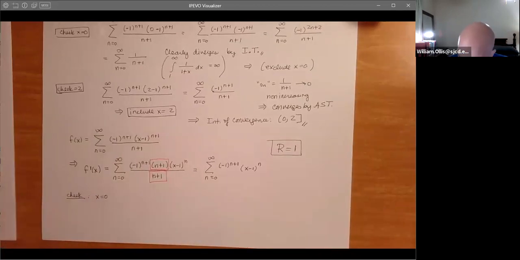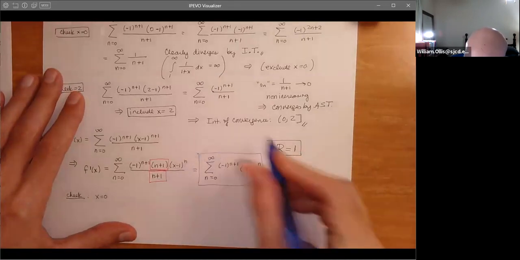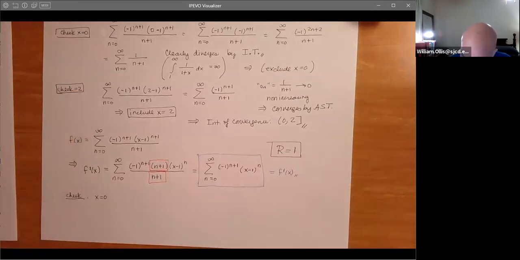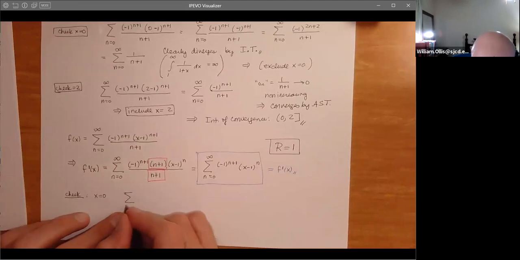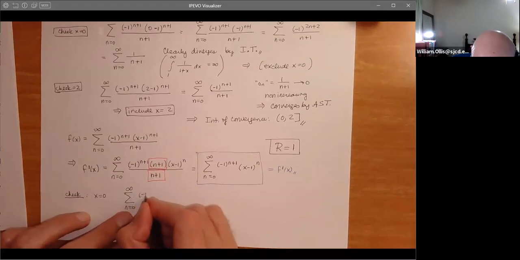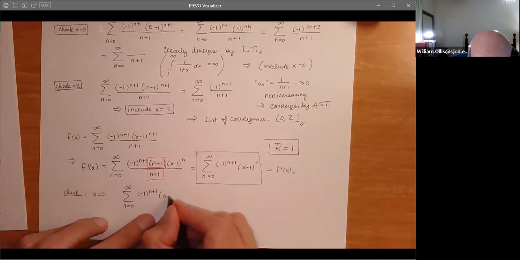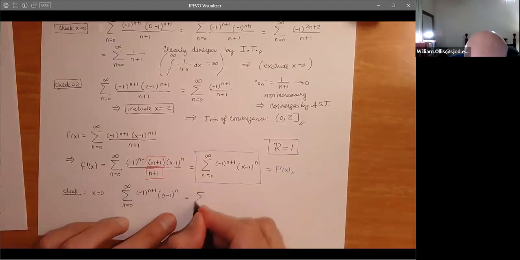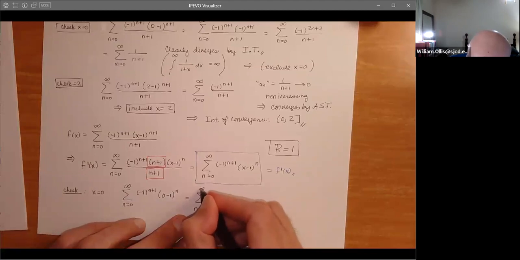So here's our differentiated series right here. So let's put a box around it. This is f prime. And so now when x equals 0, we get the series n equals 0 to infinity, -1 to the n plus 1. And then, of course, we get 0 minus 1 to the n. So this gives us the series n equals 0 to infinity.